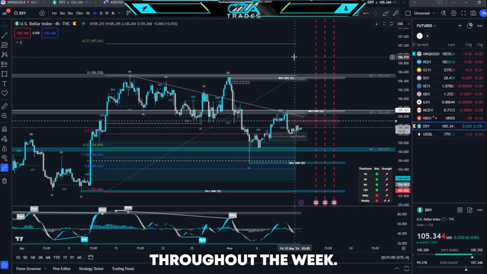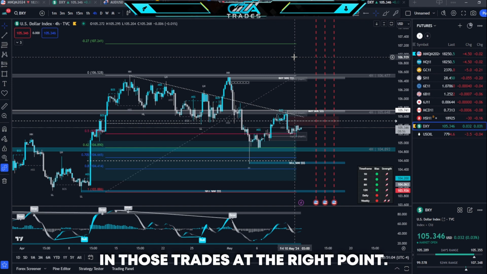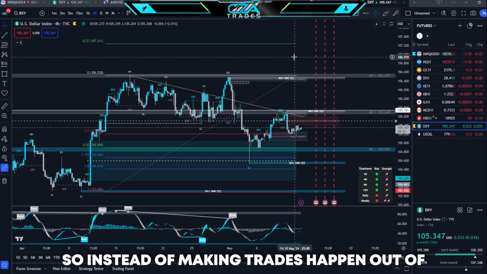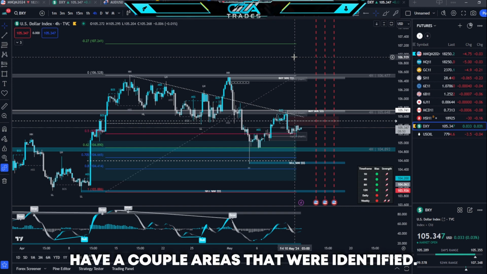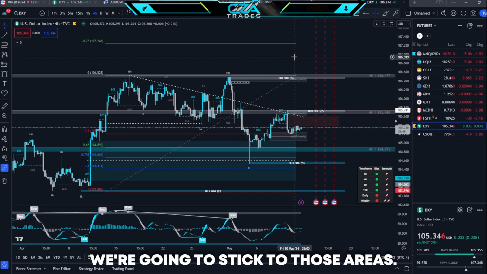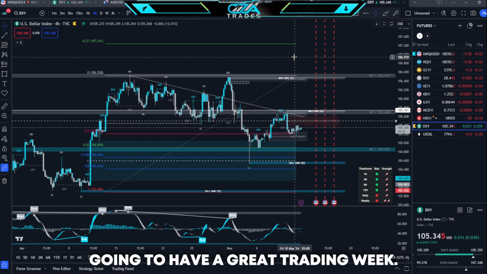before they happen throughout the week, because we're going to be trying to jump in those trades at the right point. So instead of making trades happen out of nowhere or forcing trades, we already have a couple areas that were identified. We're going to stick to those areas. We're going to be disciplined traders. We're going to follow rules, and we're going to have a great trading week.